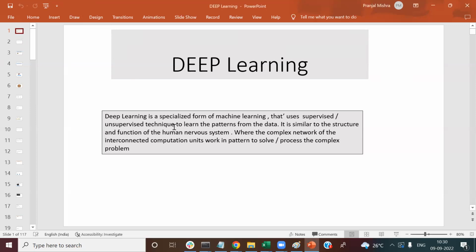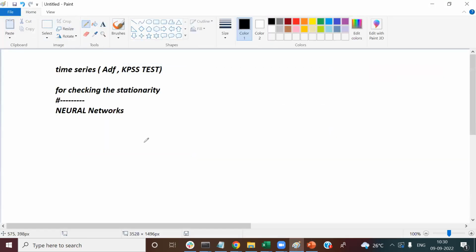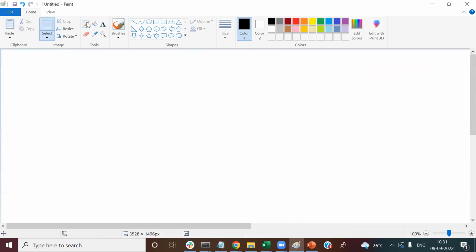So deep learning is a specialized form of machine learning that uses supervised and unsupervised techniques to learn the patterns from the data. It is similar to the structure and functioning of the human nervous system, where a complex network of interconnected computation units work in pattern to solve a complex problem. So these are just definitions. I'm not expecting you guys to remember these definitions. We are not history students that we have to memorize definitions, but if you remember them, that's good.